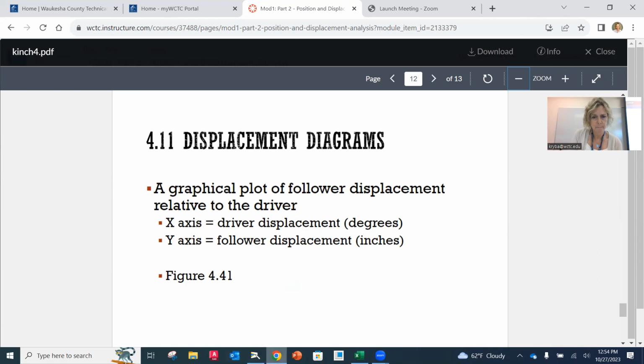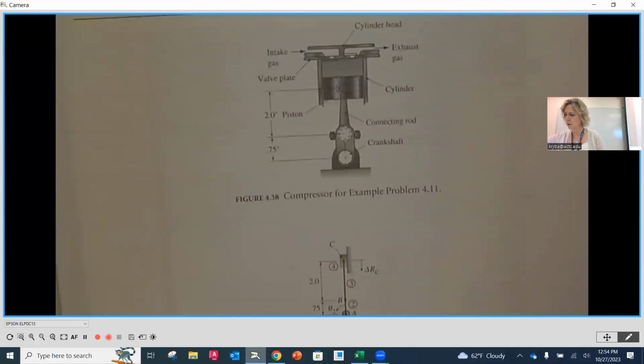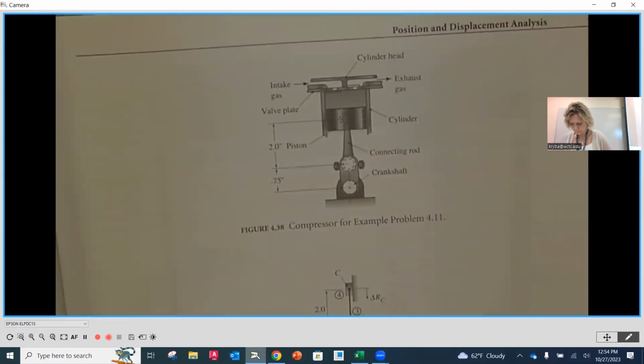So I'm going to skip ahead to page 99. If you want to look at your book and go to page 99, you're going to notice at the very top here there is an example. The problem statement is on the previous page, on page 98. And this is a driving mechanism for a reciprocating cylinder. And we want to plot a displacement diagram of the piston displacement relative to the crank shaft rotation.